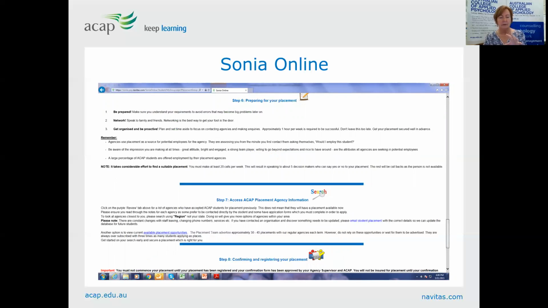Now, when you get further into Sonia, this is how we've set it up, and we've done it for a very specific reason. It starts at step 1 and goes right through until step 8. It's done that way because every one of those steps is incredibly important. So please don't think, oh, I'll just skip over those and get to the one where I can look for placements. Don't start looking for placements until you've completed every step.